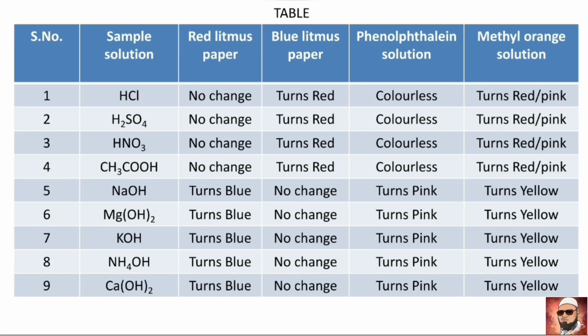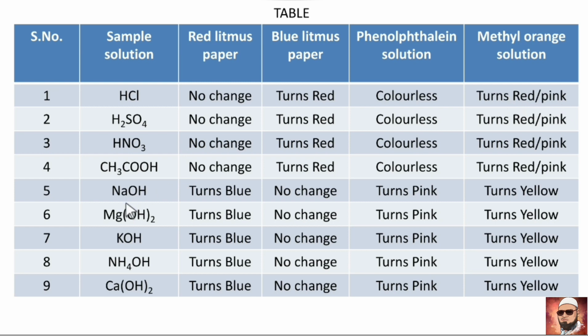If you see in the table, the samples we have taken are HCl, H2SO4, HNO3, CH3COOH, NaOH, Mg(OH)2, KOH, NH4OH and Ca(OH)2. If you observe, for HCl there is no change with red litmus paper, and blue litmus turns red. Phenolphthalein solution shows colorless. Methyl orange solution turns red, or sometimes you can see it turns pink.